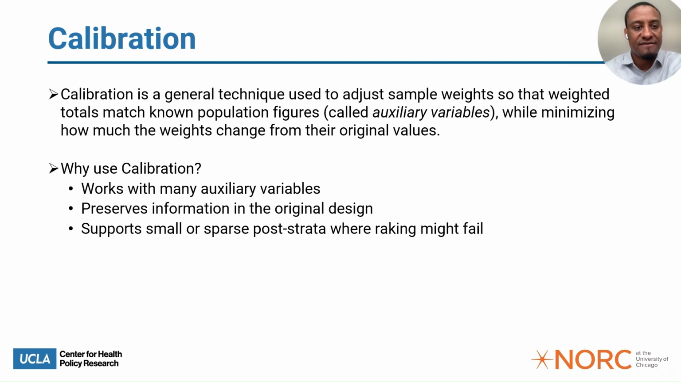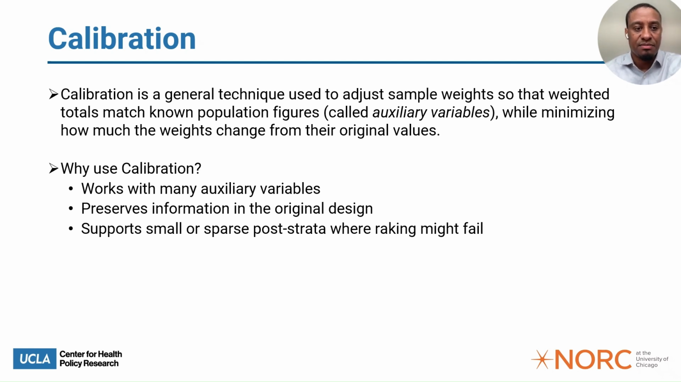And finally, we have the general calibration technique. This technique adjusts the sample weights so that the weighted totals match known population figures, called auxiliary variables. So this is similar to the post-stratification and raking techniques. However, the fundamental difference is that it tries to minimize the changes from the original weight to the post-stratified weight.